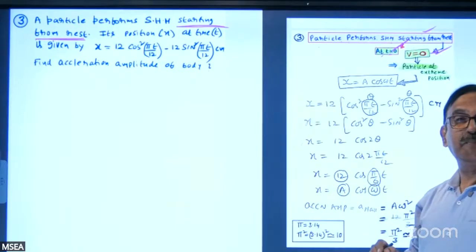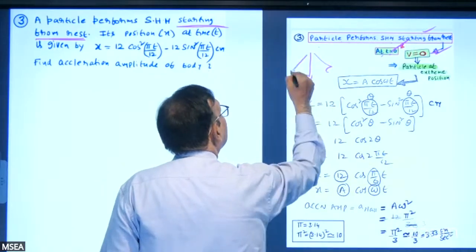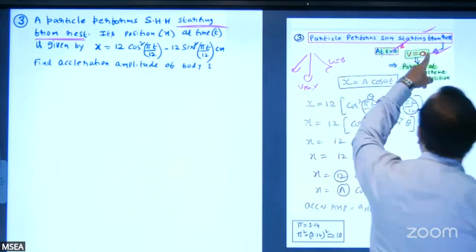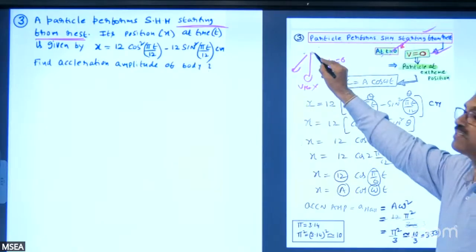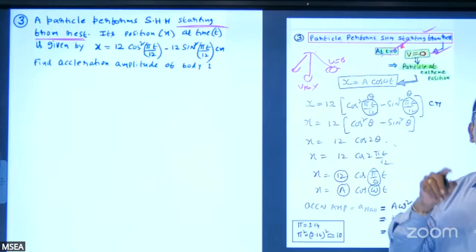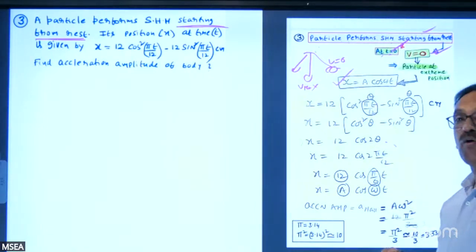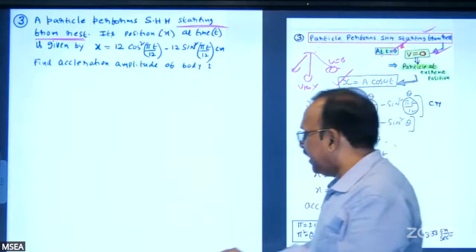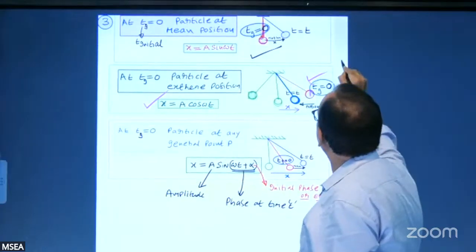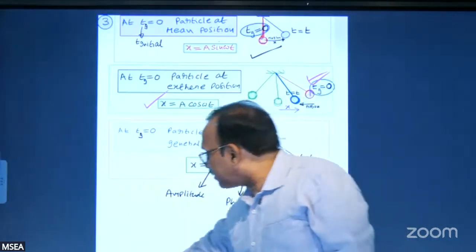Velocity is 0 means the body is at the extreme position, as every one of us knows. So at the extreme point, velocity is 0. At the mean position, the velocity is maximum. So at t is 0, velocity has to be 0, which means the body has to start from the extreme point. At t is 0, the body is at the extreme point, which means we have to go for the relation x is equal to a cos ωt. If you have proper short notes, that point will be clear. At t is 0, the body is at the extreme position, x is equal to a cos ωt, as we discussed.